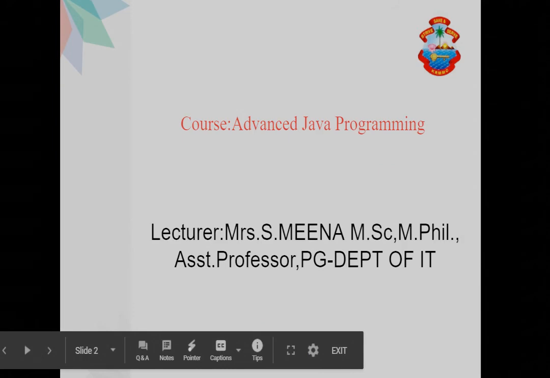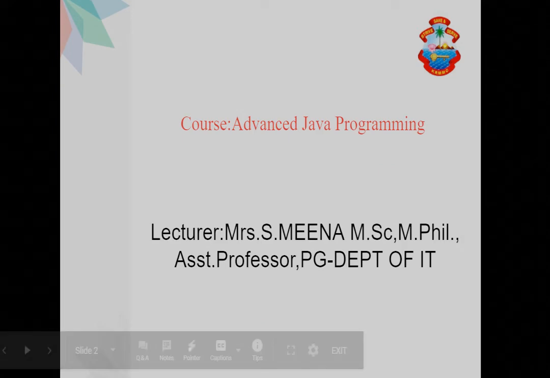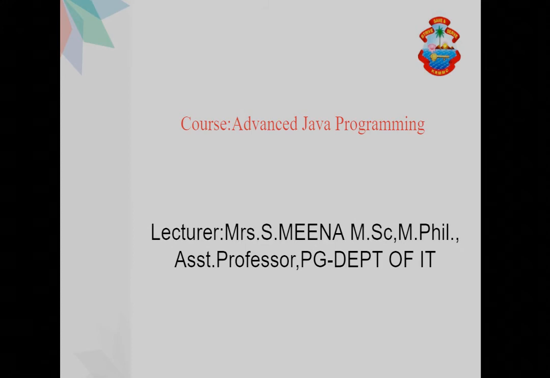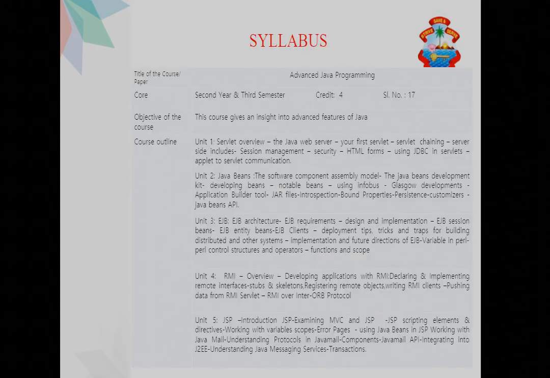In this class, we will see about the course Advanced Java Programming outcome and the syllabus, practical syllabus for the same. This is the syllabus recommended by the Madras University, and this is for the MSc IT program second years, and this syllabus is covered in third semester. This syllabus consists of 5 units. Each unit concentrates on different features of Java programming.